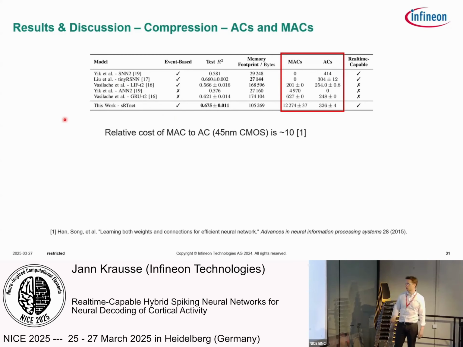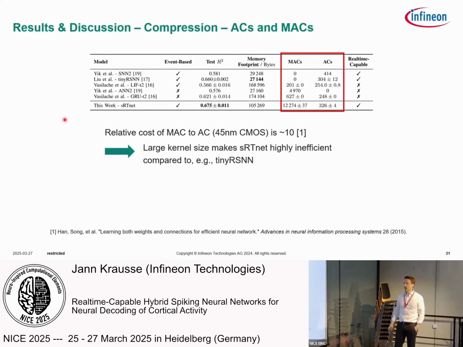That doesn't really matter because for any of these factors, looking at our MACs and ACs, we are, at least when it comes to number of operations, highly inefficient compared to TinyRSNN. And the question whether you want to have this extra 1.5% in accuracy, but in turn have 12,000 extra MAC operations is really a difficult question to answer and depends on your target platform, depends on your personal preference. I should definitely mention this just to be transparent here.